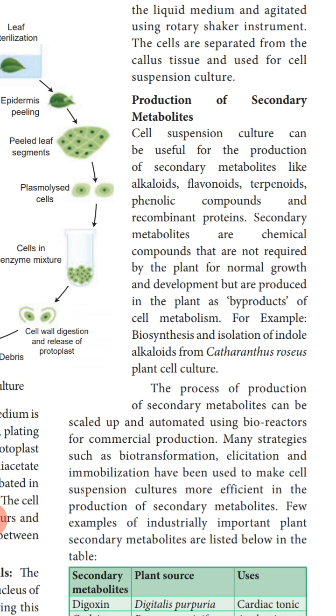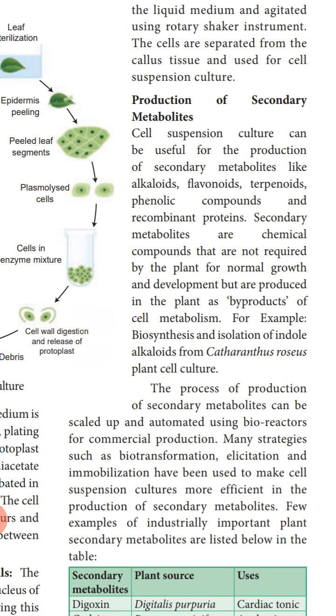Now what for are we doing this cell suspension culture? For the production of secondary metabolites. Cell suspension cultures are useful for the production of secondary metabolites like alkaloids, flavonoids, terpenoids, phenolic compounds and recombinant proteins. So here, the organic compounds that we are getting from the plants, for this we are using this cell suspension culture.